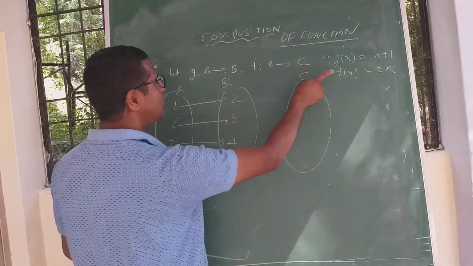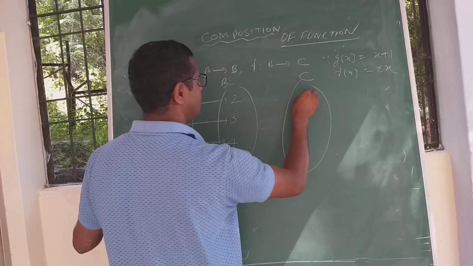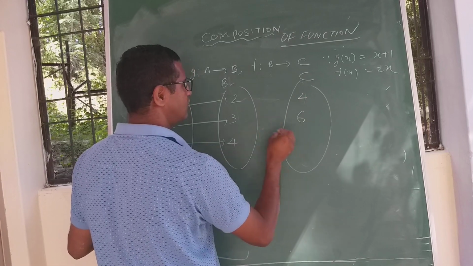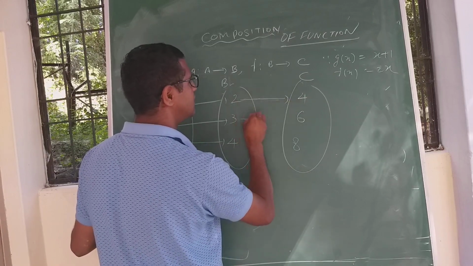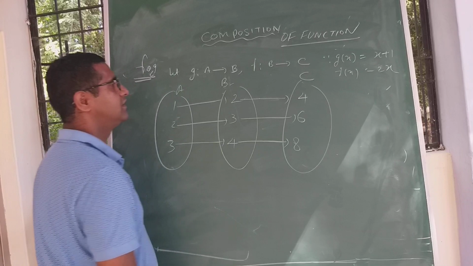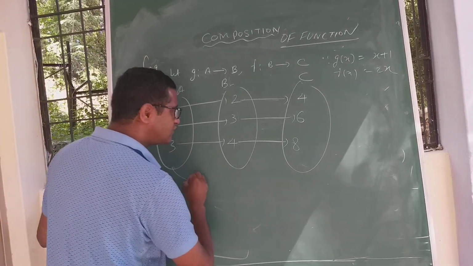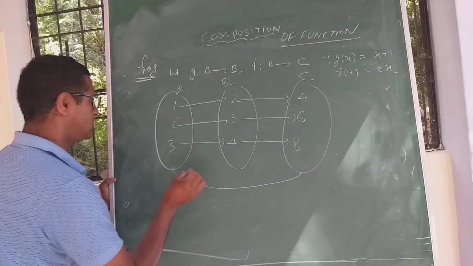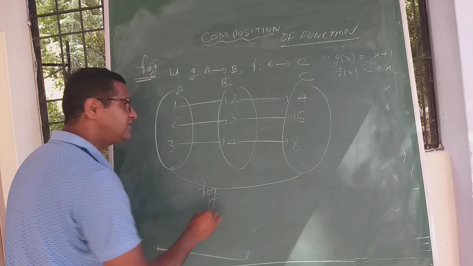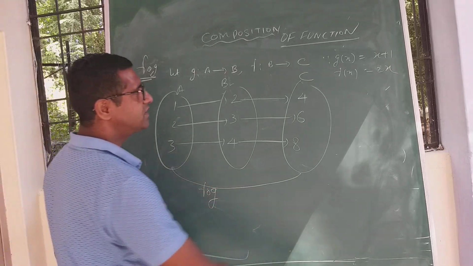So you will put 2 into 2, 2 to the 4, 3 to the 6, and 4 to the 8. Now this A to C is defined as F composition G. Let us see how it.